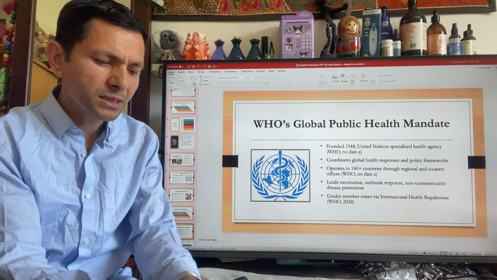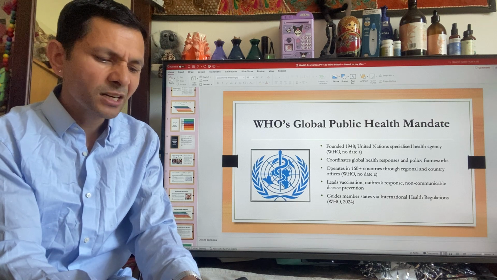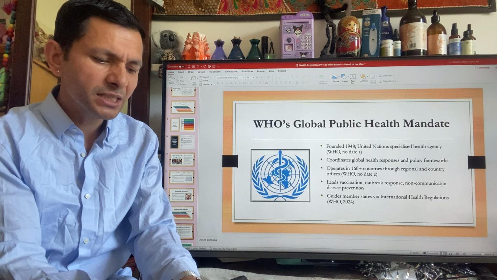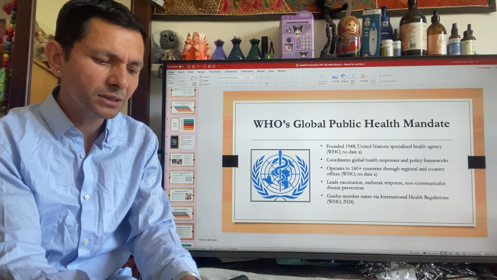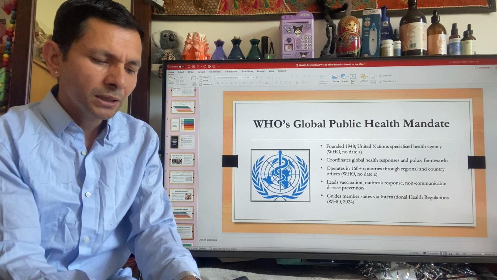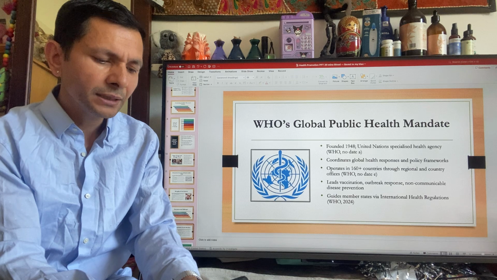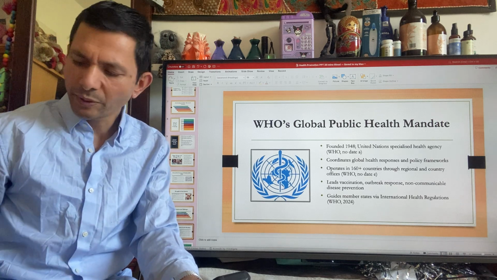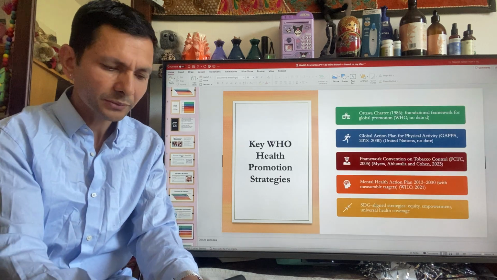Its work spans a wide range of areas, including vaccination programs, emergency response, and the prevention of non-communicable diseases. It also plays a regulatory role by guiding national health policies through tools like the International Health Regulations, which are legally binding for member states.